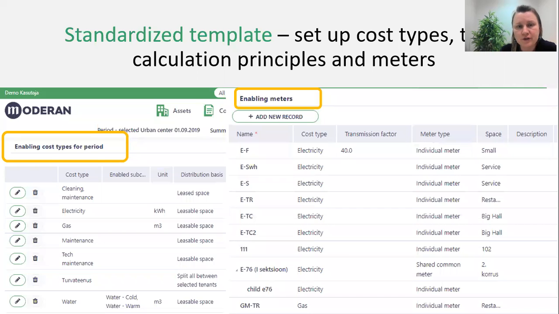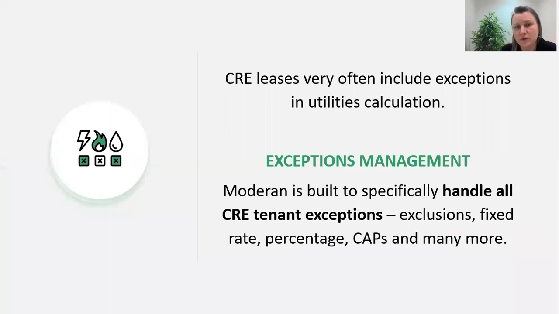And just to show a few examples here, the standardized template starts out with the parts of how you enable the cost types for the calculation. So which costs in general you're calculating for a specific property, what are the rules for their calculation, and then basically setting up the different meters where you measure the consumption. So it all starts with setting up the principles for the property. And then as a next step, you get to the second point, which is, again, as we discussed earlier, a particular topic for commercial real estate: the exceptions.